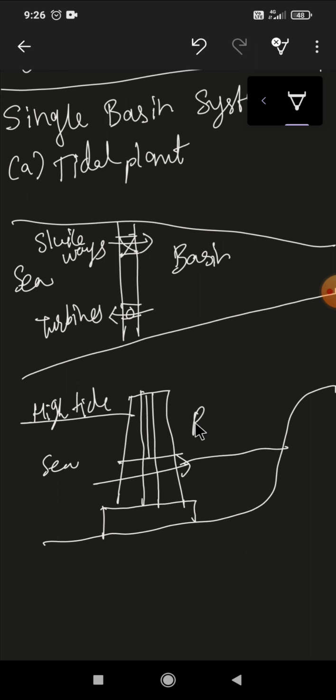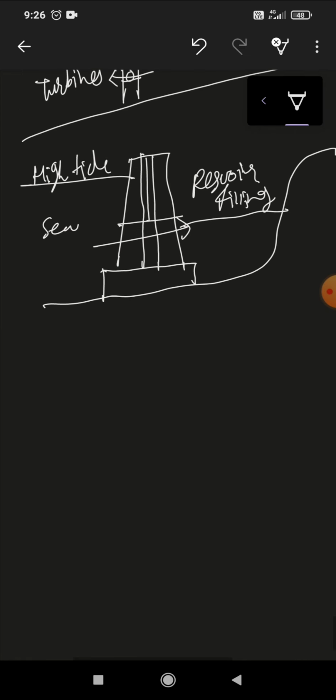Reservoir filling. Now suppose we have a low tide, that is ebb tide. In that case, the sea is filled from the reservoir back. In that case, what will happen?